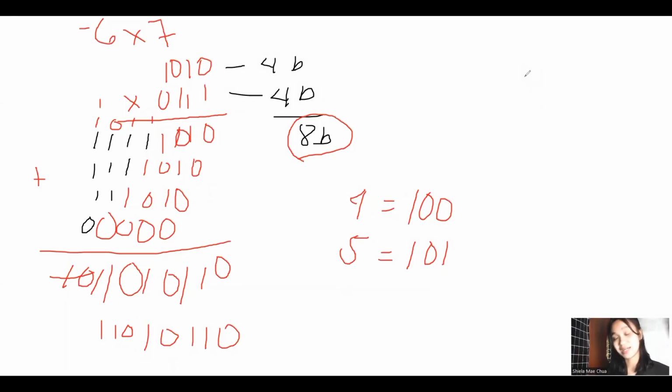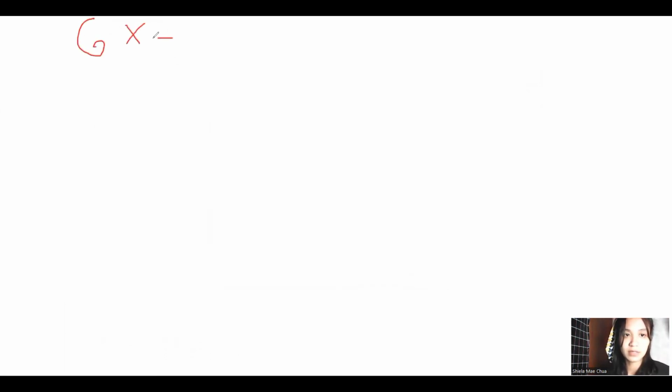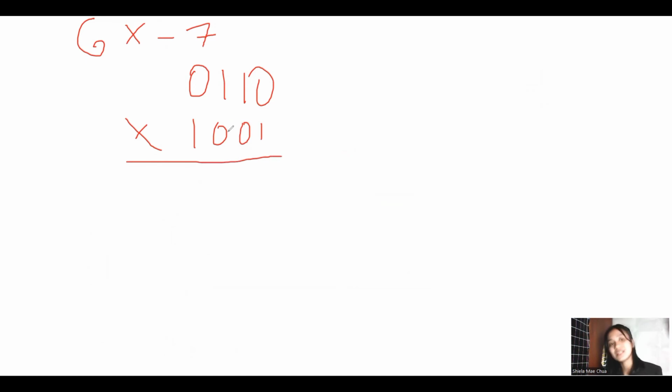Now let's proceed with our next example. We have 6 times negative 7. So 6 corresponds to 0, 1, 1, 0 times negative 7, which is 1, 0, 0, 1. In here, if the negative number is greater than the positive number, for the partial product of this part, we will get the second complement. So now let's multiply first, and later I will discuss it.